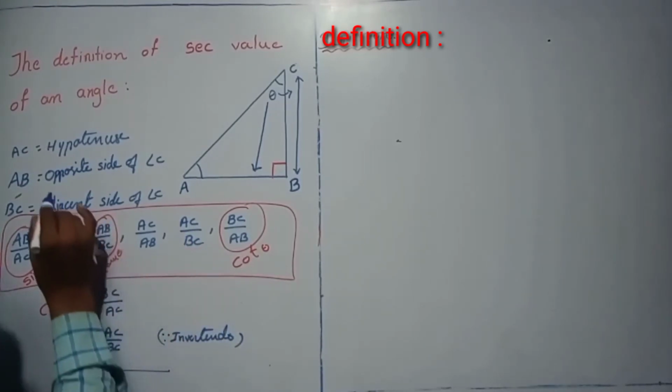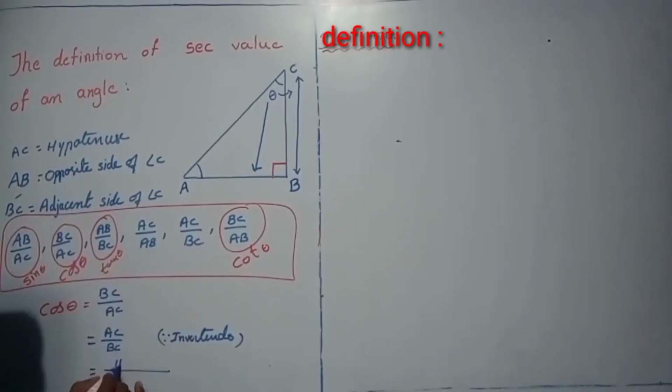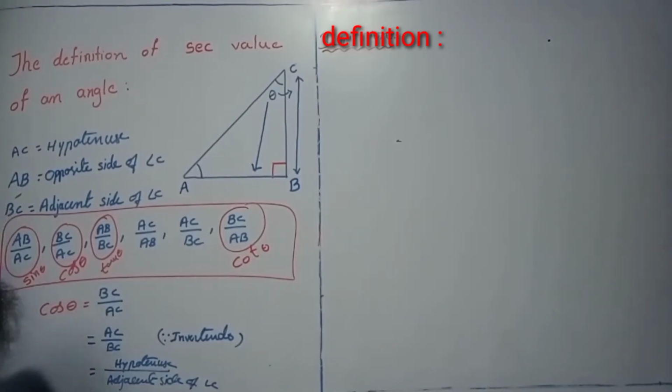AC means hypotenuse, and BC means the adjacent side of angle C. So this new ratio is called secant theta.